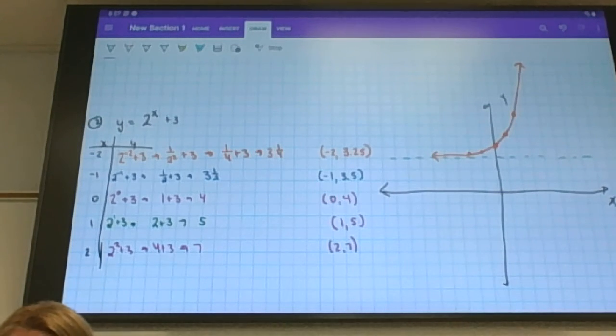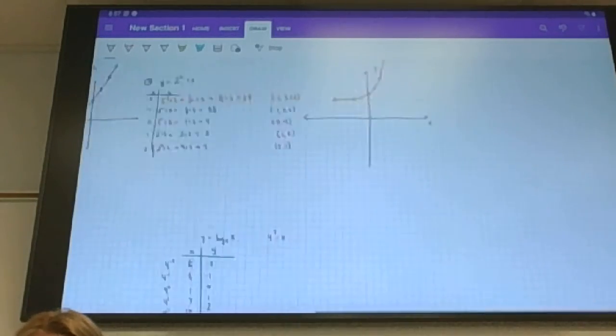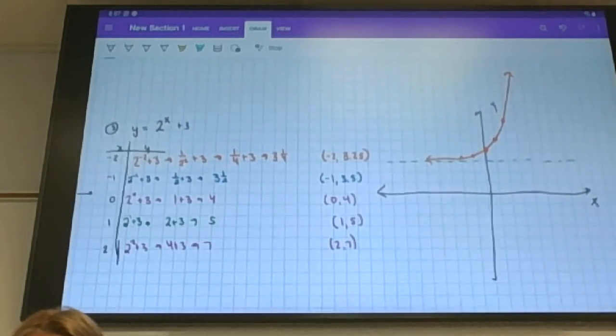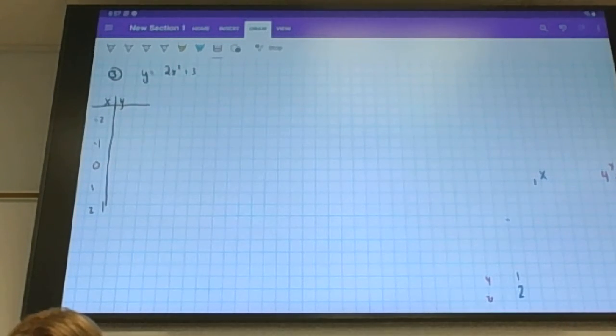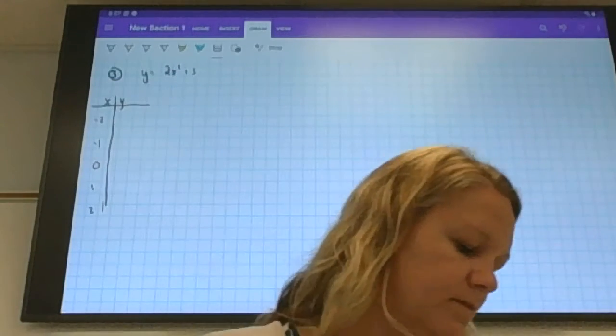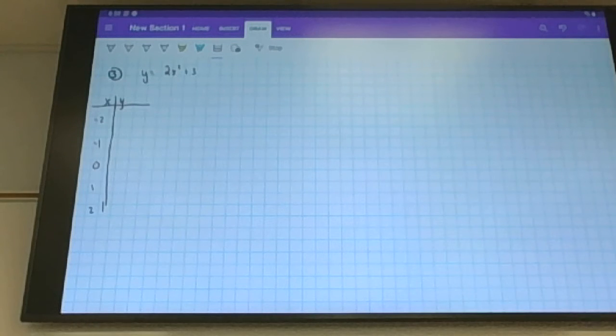All right, let's look at number 3. Can you identify what you did wrong? You guys be quiet. Lauren? Yes. All right, so here we go. I'm taking the x out of the equation, and I am putting each of these values in the table.